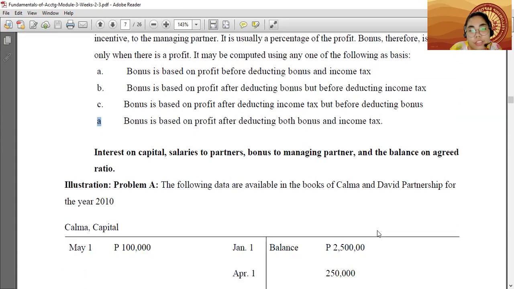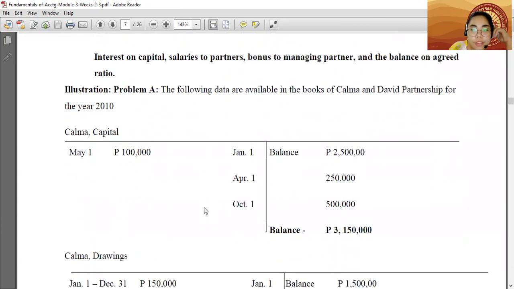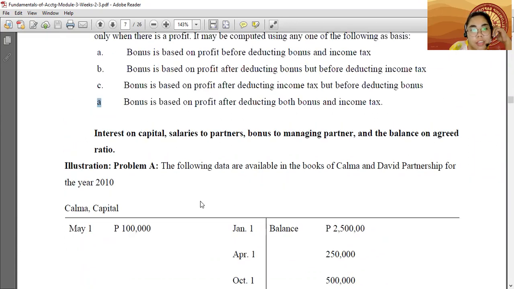So we have here interest on capital, salaries to partners, bonus to managing partner, and balance on agreed ratio. We will have this in a separate discussion. Thank you, and we're done with the theory part of the partnership operations.